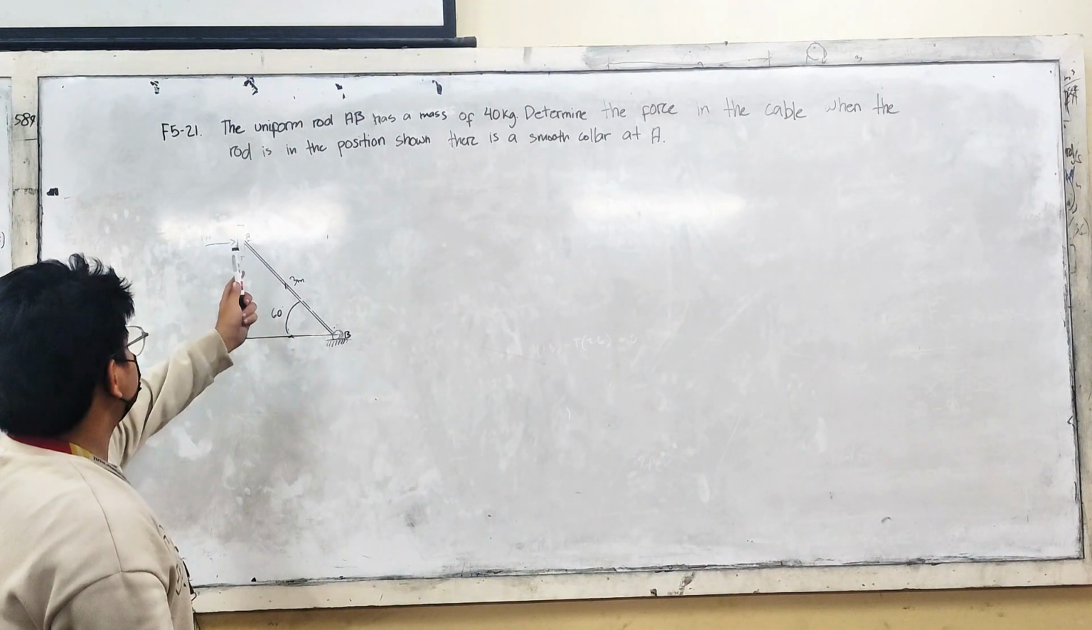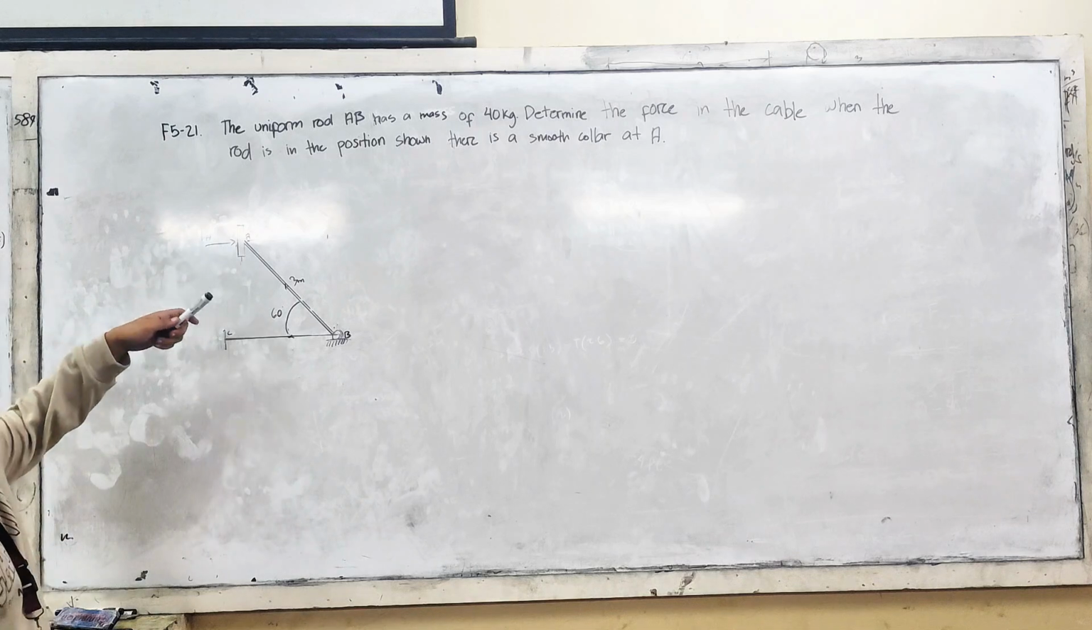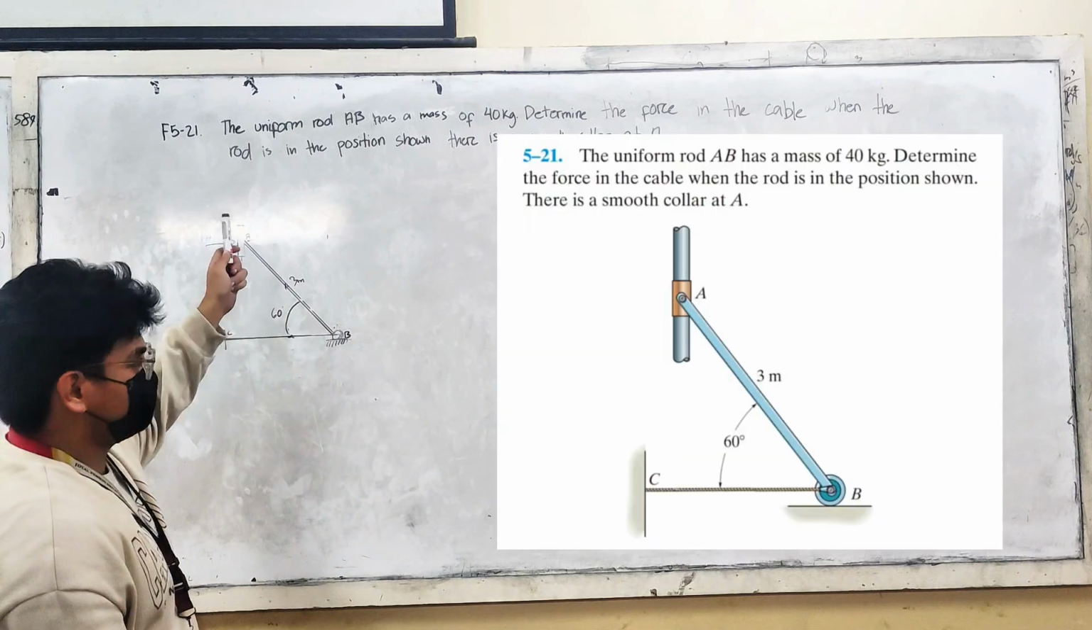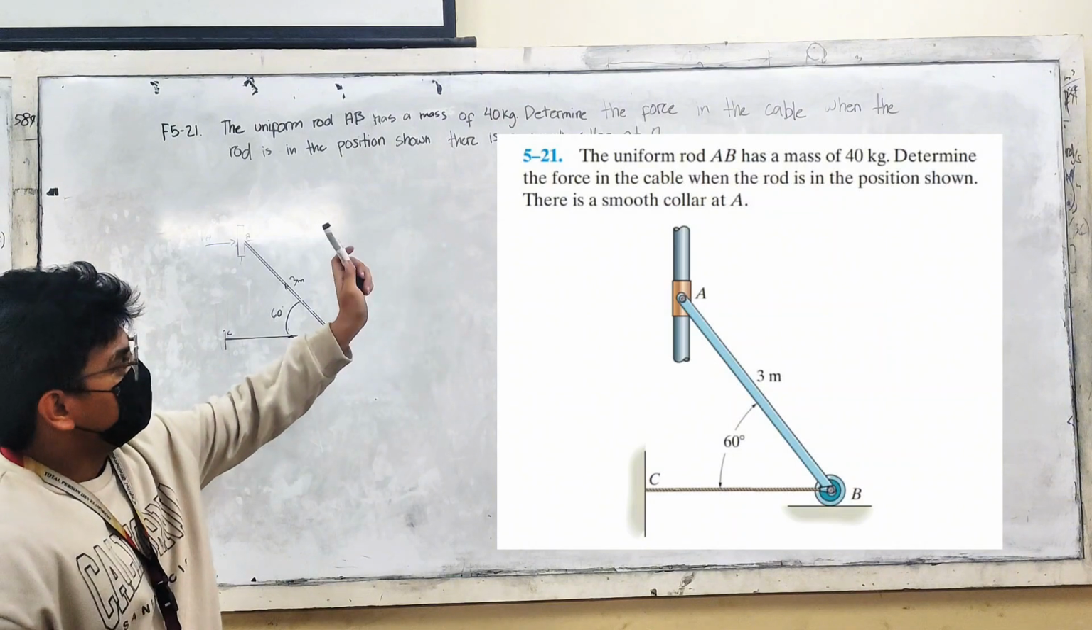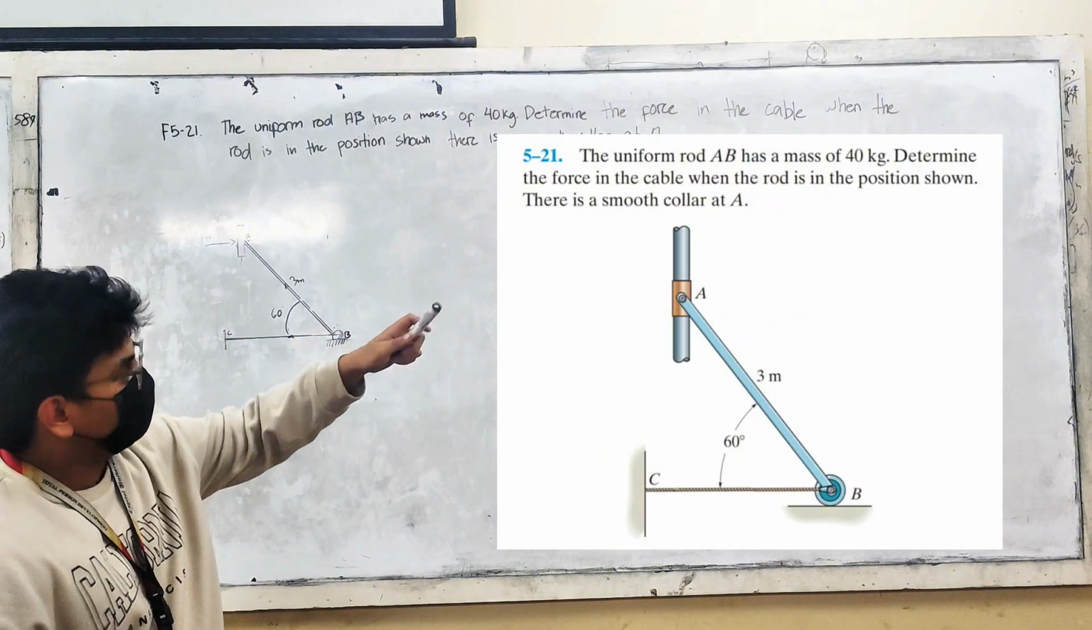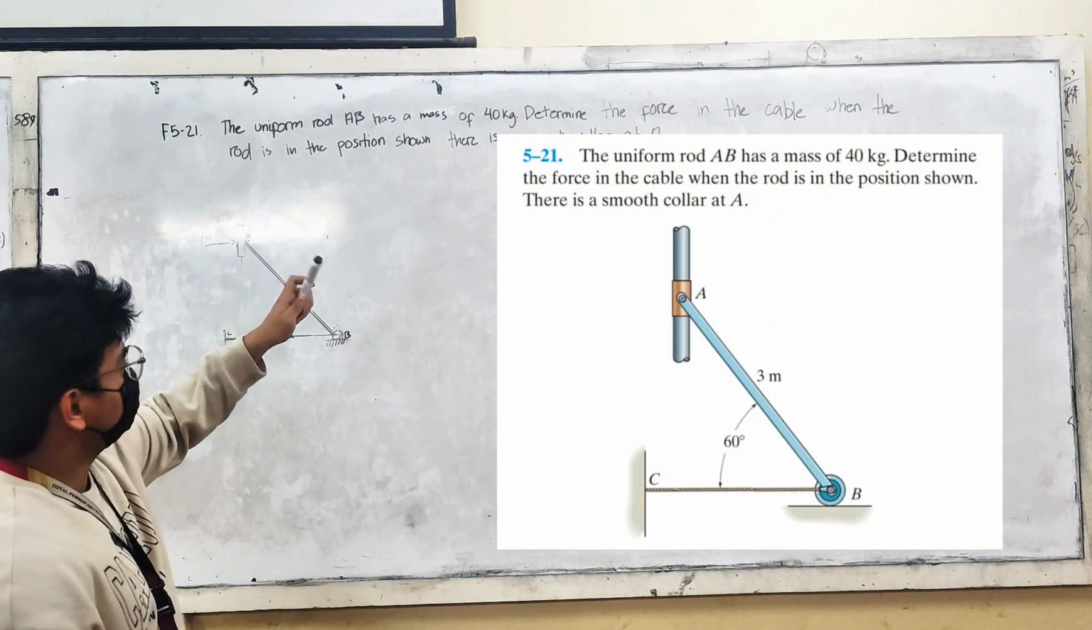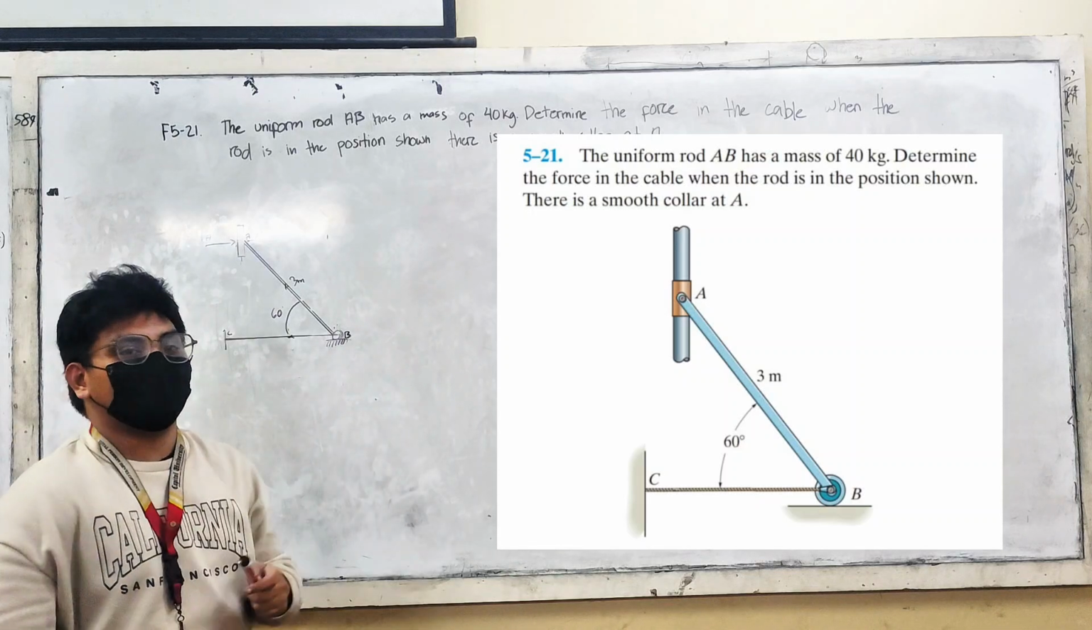So for today, we're going to answer problem F5, number 21. The uniform rod AB has a mass of 40 kg. Determine the force in the cable when the rod is in the position shown. There is a smooth collar at A.